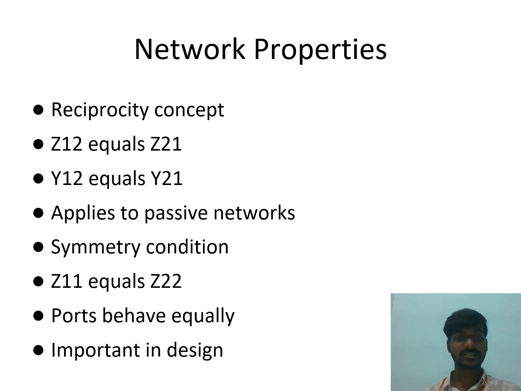Now we are going to discuss network properties. The first property is the reciprocity concept: Z12 is equal to Z21 and Y12 is equal to Y21. These apply to passive networks. The condition is symmetry, where Z11 is equal to Z22. These ports behave equally, which is important in design.